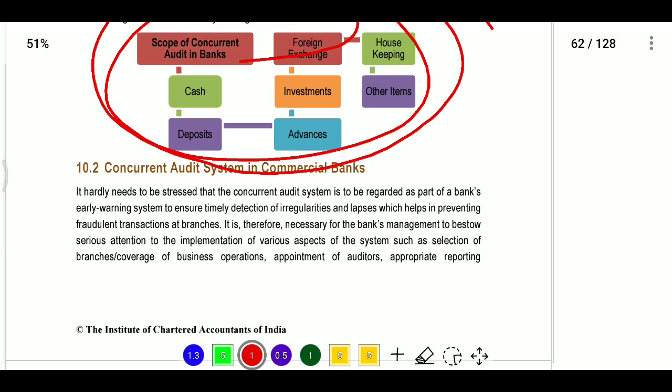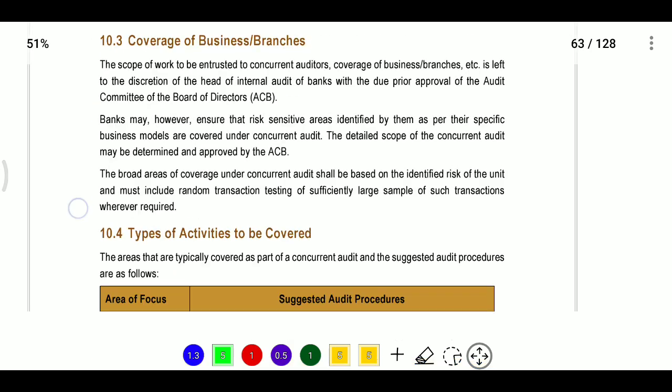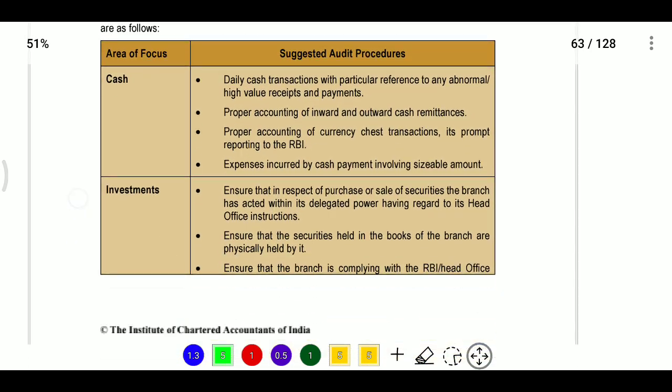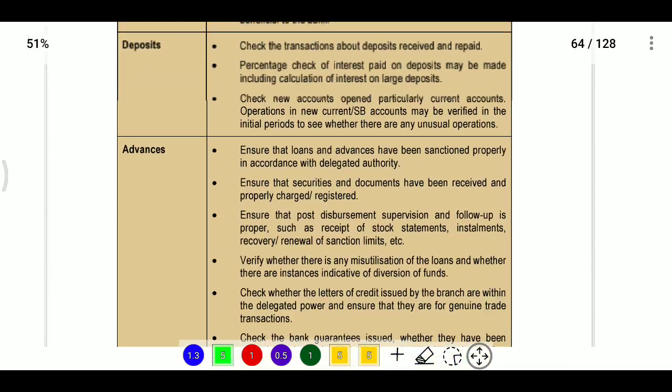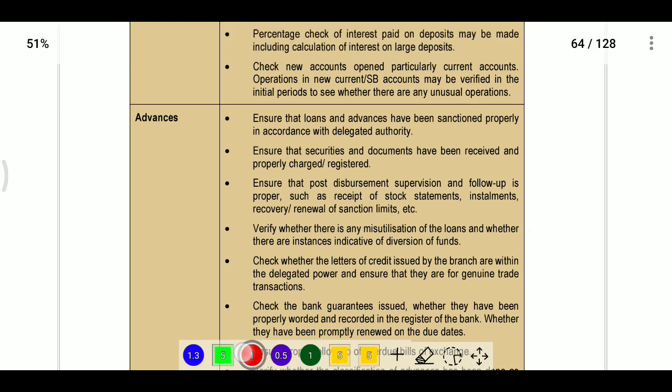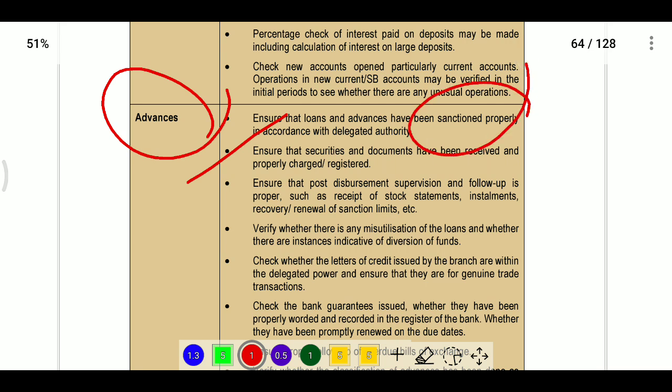Next, in concurrent audit we look at types of activities like cash, investments, advances. So in advances, what are the main audit procedures? We need to focus on these areas in the case of advances. We need to ensure that loans and advances have been sanctioned properly, whether they were sanctioned properly or not, within delegated authority.